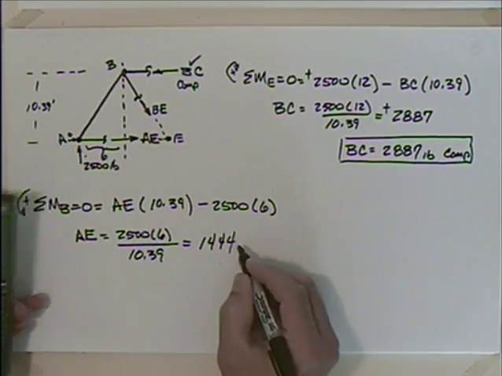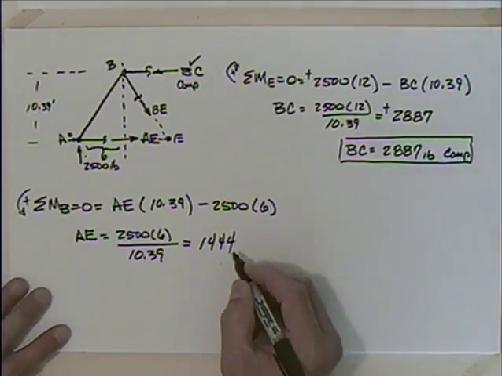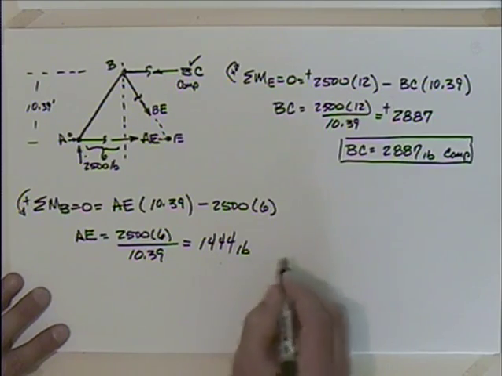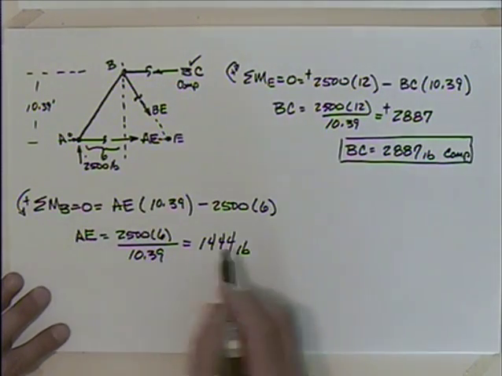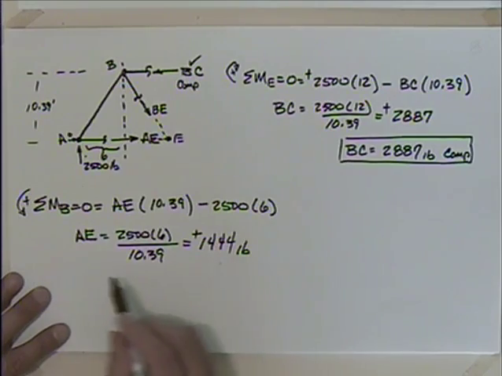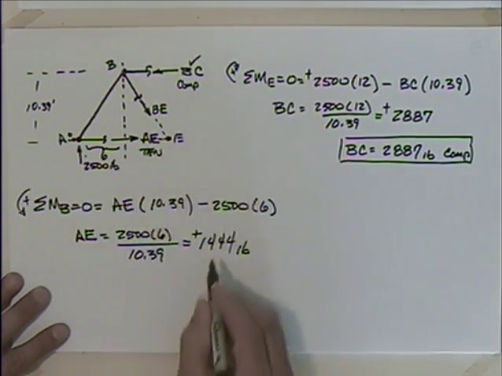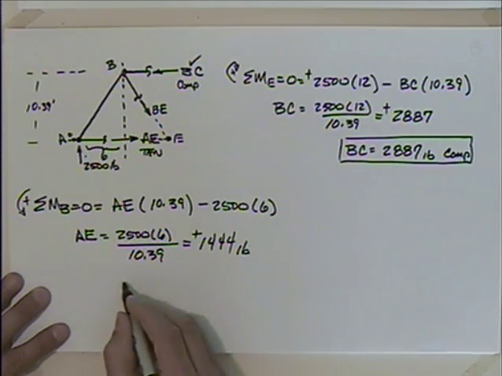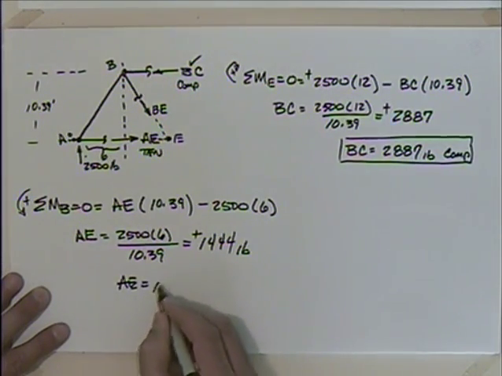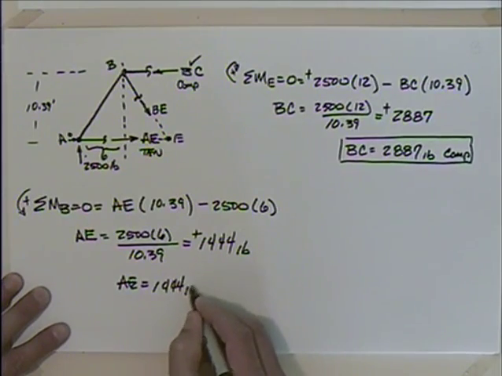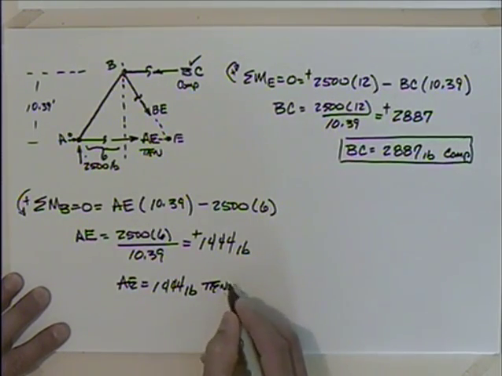$1443.6, we'll call it 44. Again, I got too many significant figures there, but we'll leave that. So this is a positive number. How did we draw AE? We drew it in tension, didn't we? So that affirms that AE is equal to 1,444 pounds in tension.